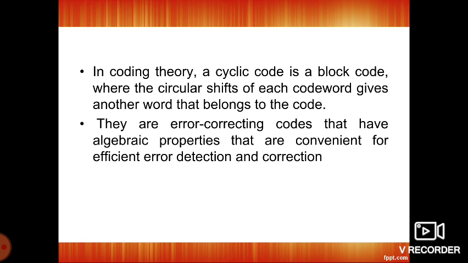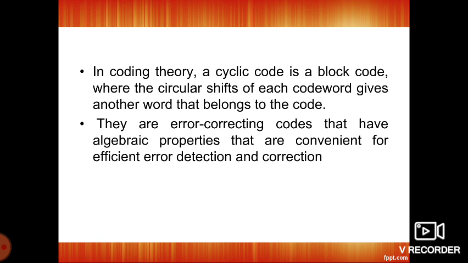The basis of cyclic codes is in coding theory. A cyclic code is a block code where the circular shift of each code word gives another code word. That is the property of a cyclic code. Another property is that these are error correcting codes that have algebraic properties convenient for efficient error detection and correction. Cyclic codes are basically a subclass of linear block codes.